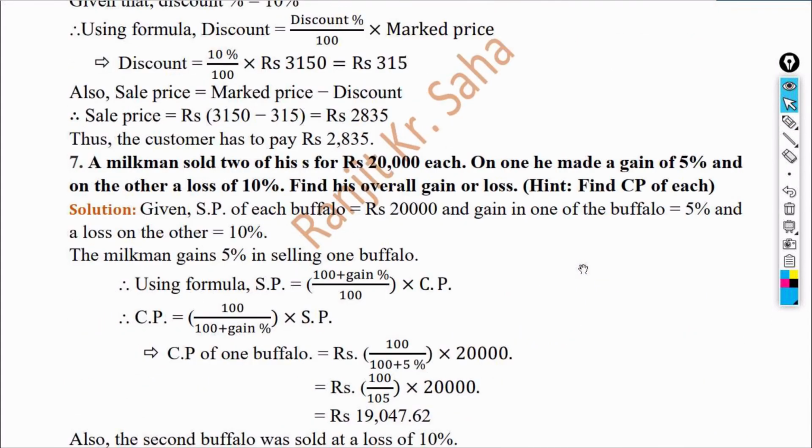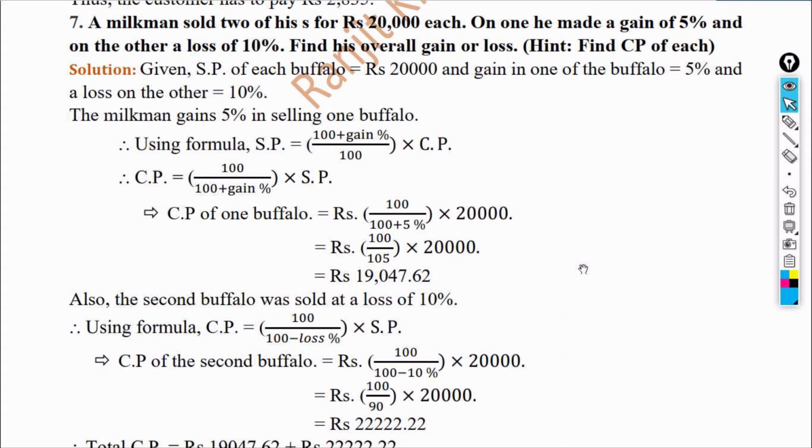Now let us come to another question. This question is also very important. A milkman sold two of his buffaloes for rupees 20,000 each. On one he made a gain of 5%, and on the other a loss of 10%. Find his overall gain or loss. Very simple but very important question.